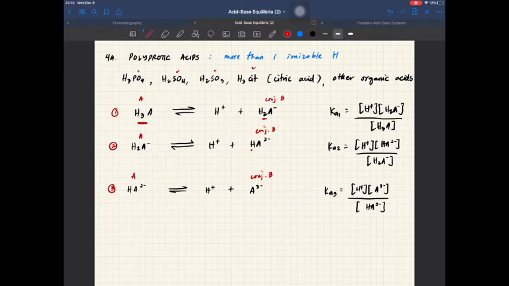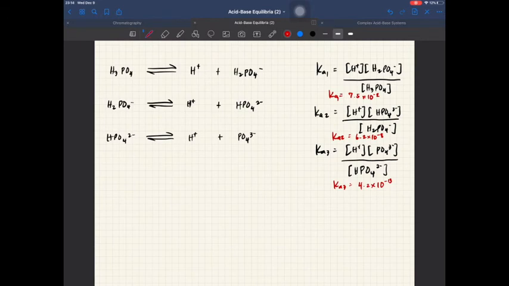Since all these equations are just partial ionizations or reversible reactions, there is an acid dissociation constant for each of these ionizations. So for the first ionization, we have Ka1 having this expression. The second ionization has Ka2, and the third ionization has Ka3, having this expression, which is the molar concentration of the ionized products over the molar concentration of the unionized reactant.